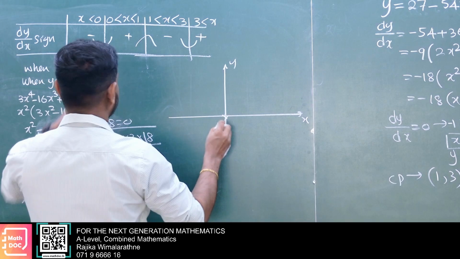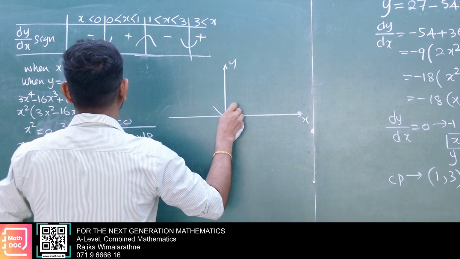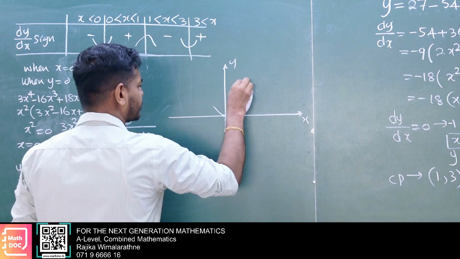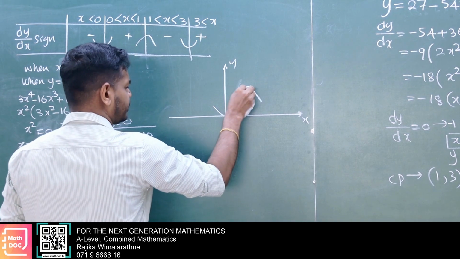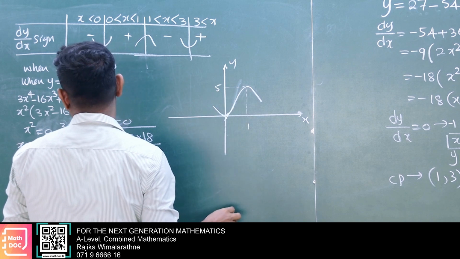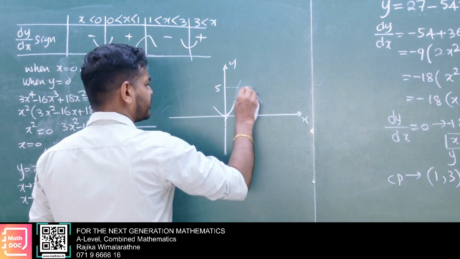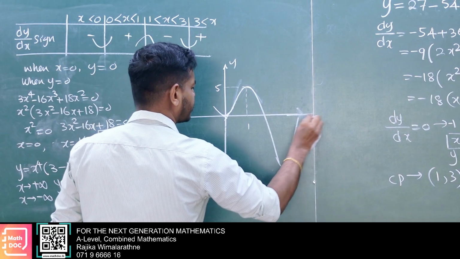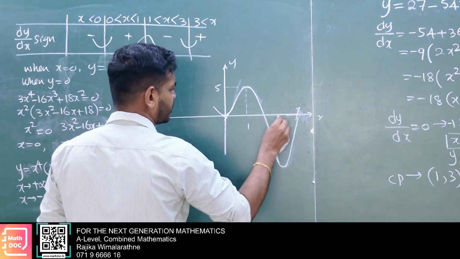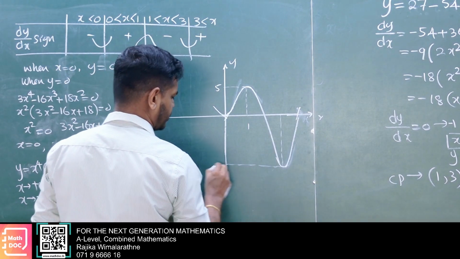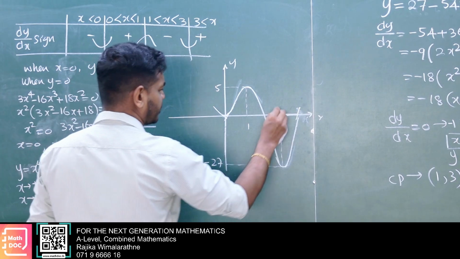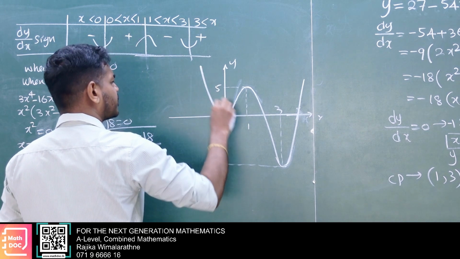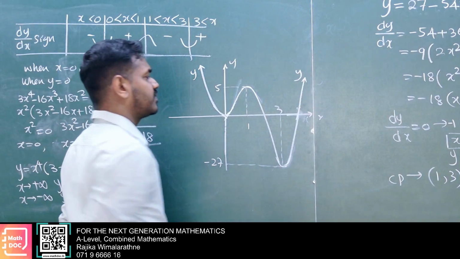0, 0 minimum, 1, 5 maximum, then 3, minus 27 minimum. That's it.